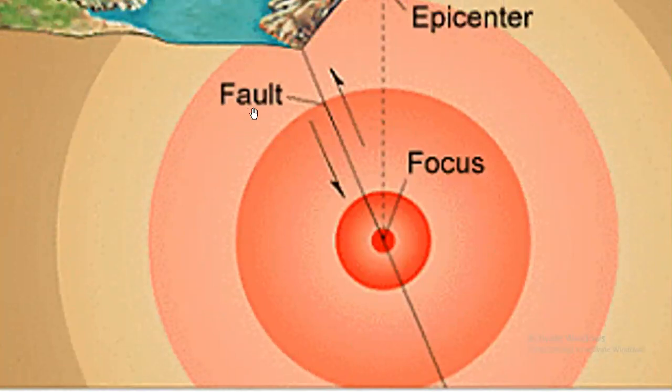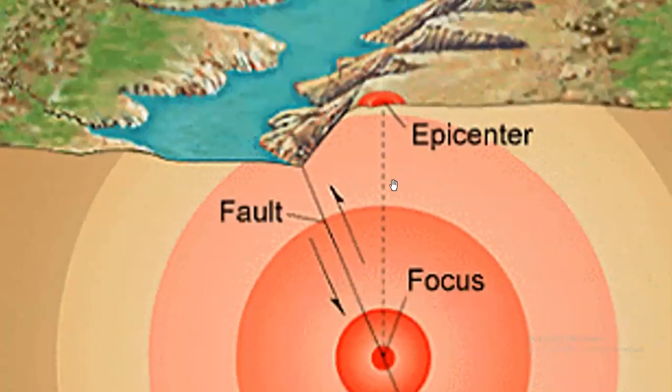Yeah. Fault is the break. Yes, this break on the Earth's surface is called a fault. Can you see how this fault is along the focus? Yes, so even this part is broken. But the point above the focus, the epicenter here, is the part of the Earth that is most destroyed.